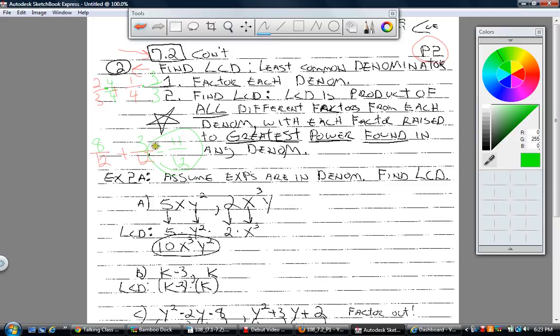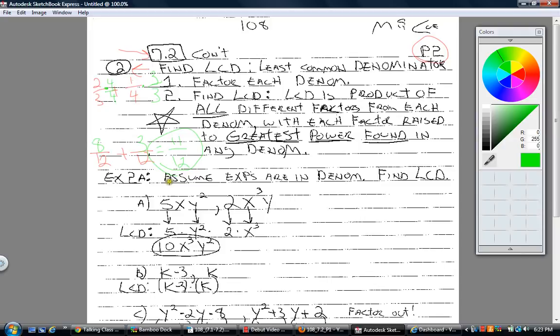Okay, so with that going on here, finding the least common denominator, these warm-up exercises here, assume these are in the denominator. So mentally think of these as being 1 over 5 times x times y squared, and then think of this as 1 over 2 x to the third y. You're only focusing on the denominators, and they want you to tell them what the LCD was, what's common, so both of them will go into it evenly.